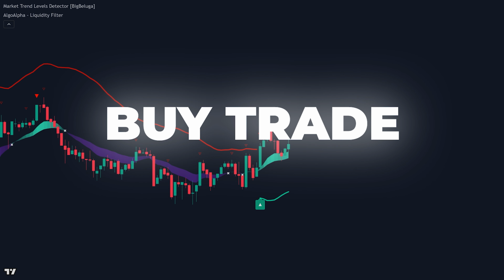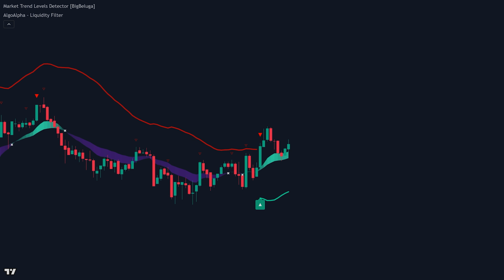Buy trade setup. First, we wait for the liquidity sweep filter indicator to generate a buy signal. Next, we confirm the trend direction using the market trend levels detector indicator. The shaded area on this indicator should be green, which indicates a bullish trend.